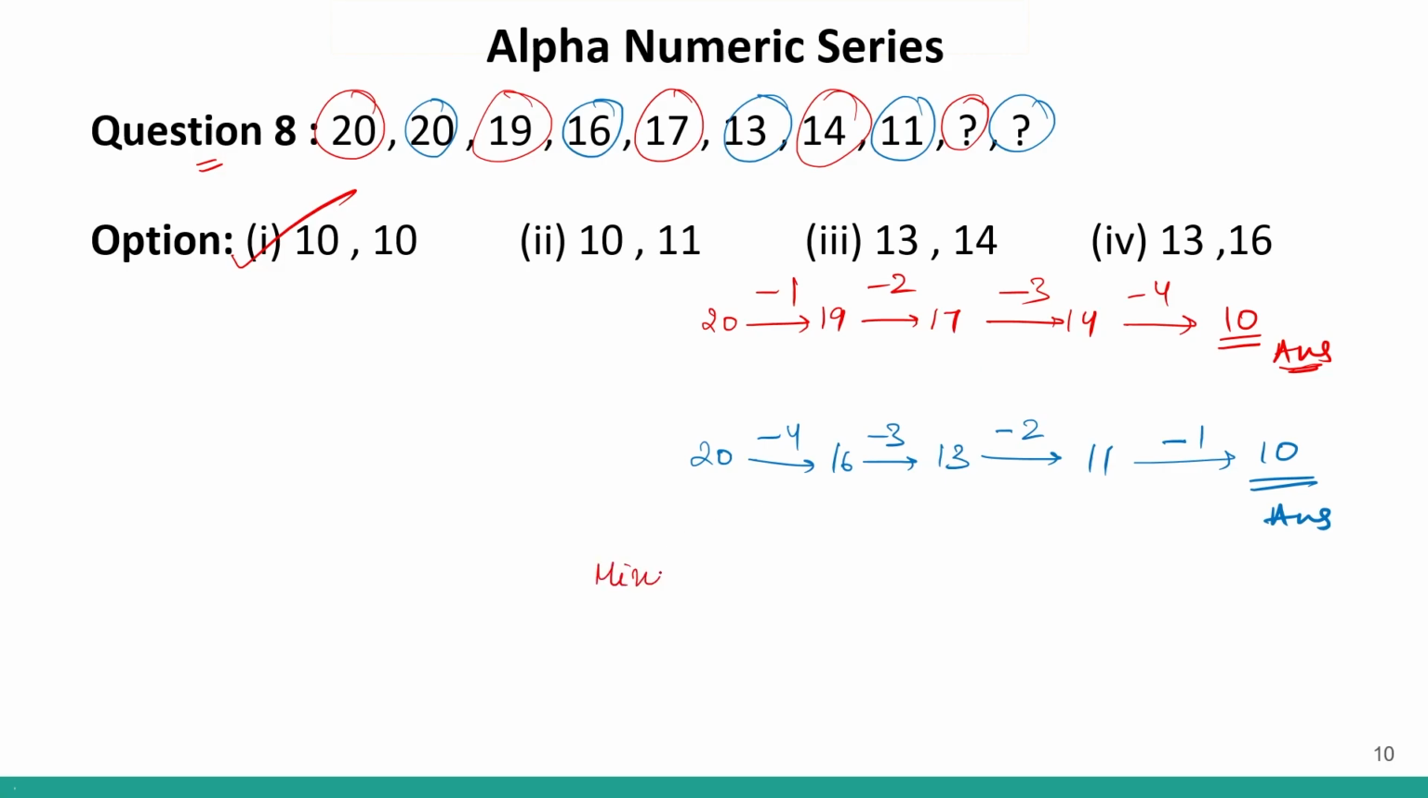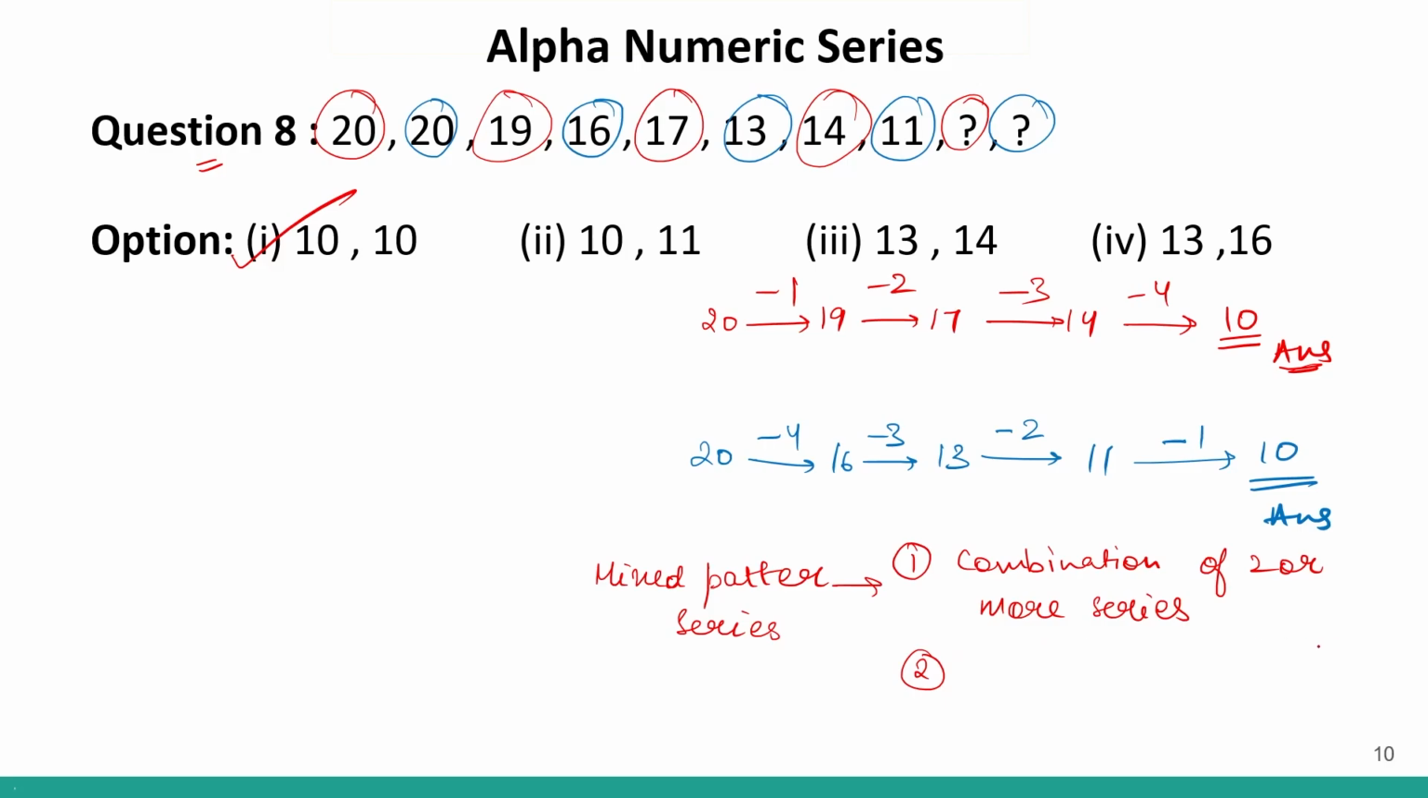I have told you, whenever you see a mixed pattern series, the first approach should always be to see if it is a combination of two or more series. And if you cannot find a combination, then try to find out if we are using an alternative combination of two or more operations. Only then you should take this approach. So based on this approach, we have solved this question.